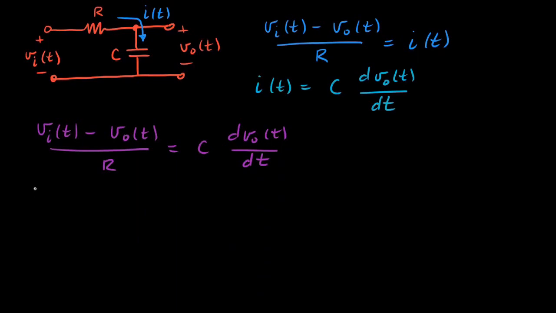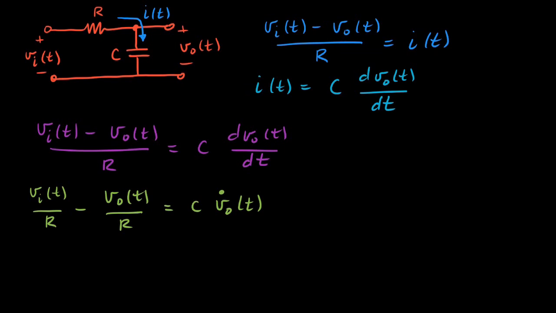I can do some rearranging, and I can say V in of t over R minus V out of t over R equals C V out dot of t. Instead of writing the derivative the way I did before, I'm just going to write it with a dot.